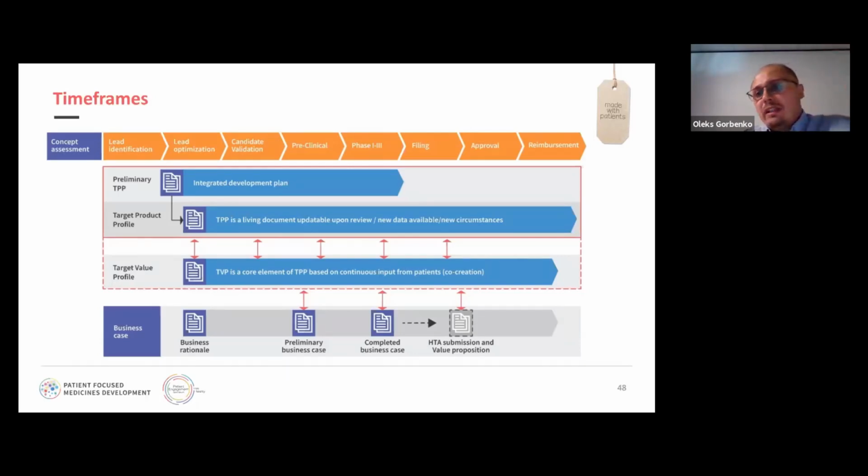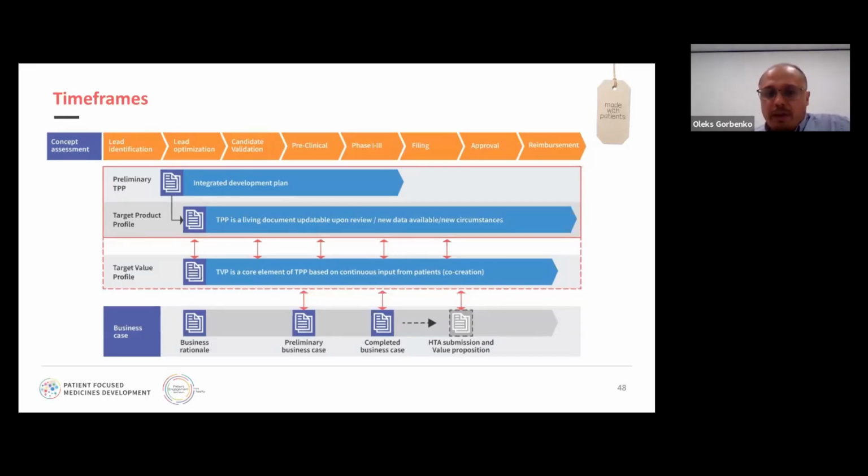So what does it look like physically? Target product profile is a set of characteristics. It's a document, first of all. And it's not just a one-time set document, it's an updatable document. Upon new data and new insights becoming available, you can see the interrelation between the target value profile, the characteristics valued most by patients, and how they feed into the target product profile. And again, it's a permanent process of advice seeking, insight gathering, and embedding the patient voice and patient insights.